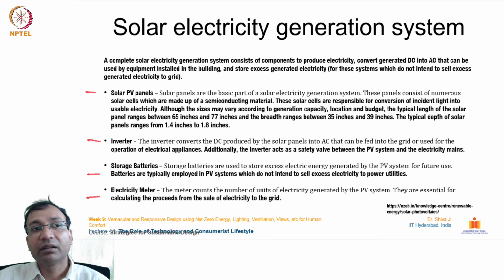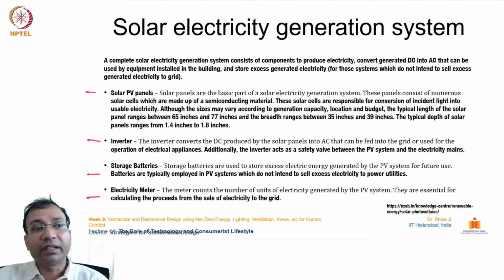Solar photovoltaic cells, panels. Solar panels are the basic part of a solar electricity generation system. These panels consist of numerous solar cells which are made up of semiconducting material. These solar cells are responsible for conversion of incident light into usable electricity. Although the size may vary according to generation capacity, location, and budget, the typical length of a solar panel ranges between 65 inches and 77 inches, and the breadth ranges from 35 inches to 39 inches. The typical depth ranges from 1.4 inches to 1.8 inches.